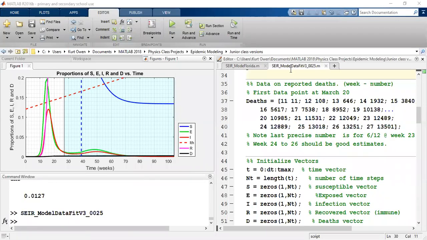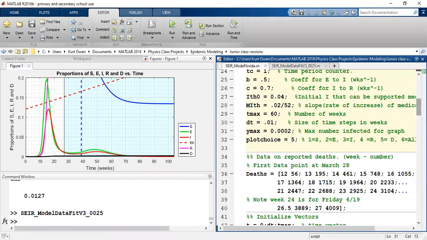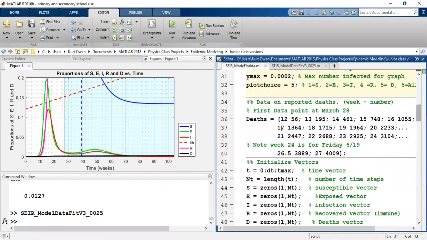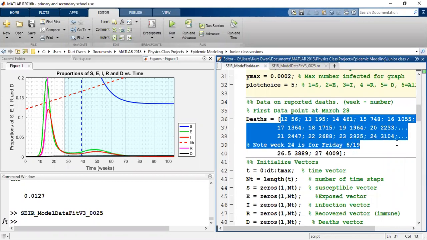Okay, so here we are in MATLAB. I took my model, my version 3 that I had here, and I just switched it over to Florida, right? And the first thing I did is I simply took all of the data that I had for New Jersey and I got rid of it, right? And then I put in data that I had.